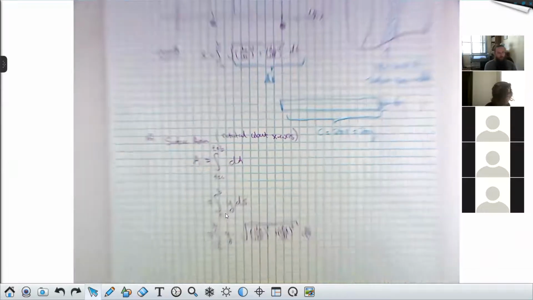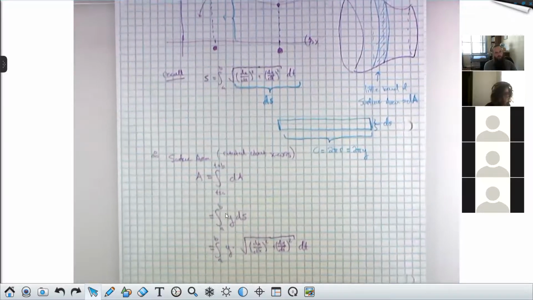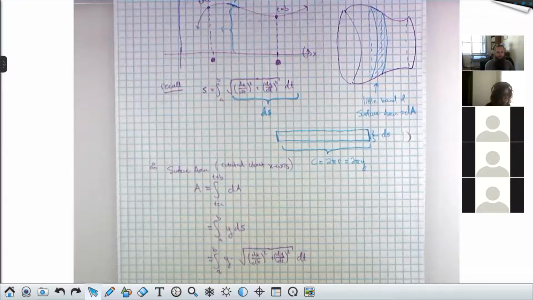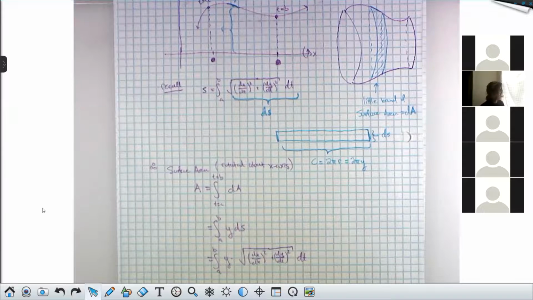But first, I just want to check and see, are we comfortable with where this is coming from? Are there any questions about what piece is what or where the formula is coming from here? Okay, so let's summarize the results.